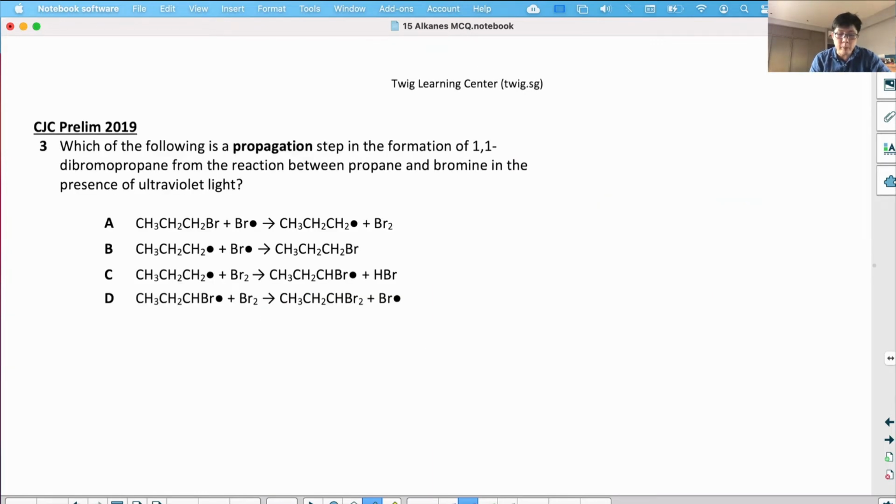Which of the following is a propagation step in the formation of 1,1-dibromopropane from the reaction between propane and bromine? Let's look at all these reactions. Over here this is wrong because in the propagation step you kick out the H, not a Br. So this is wrong. For the second one, this is not propagation. Radical and radical is actually the termination step. So this is wrong.